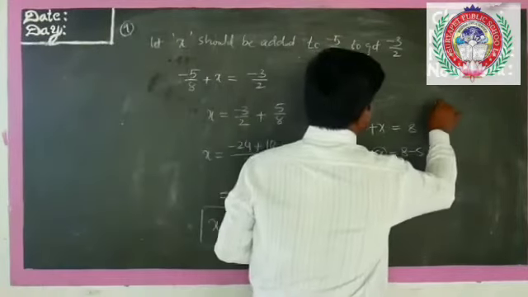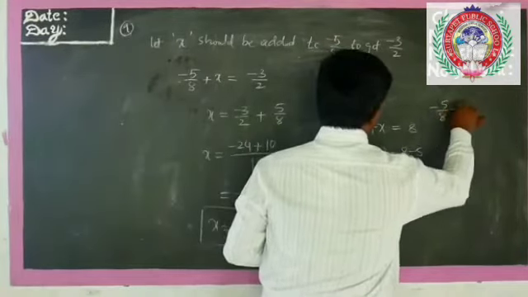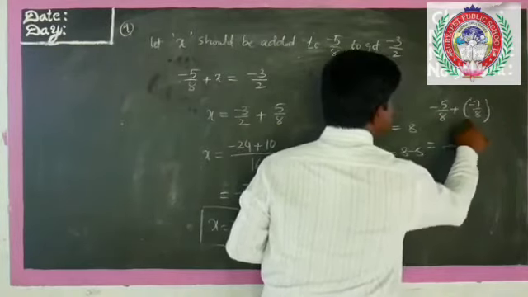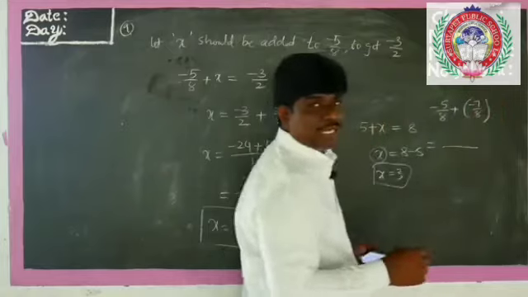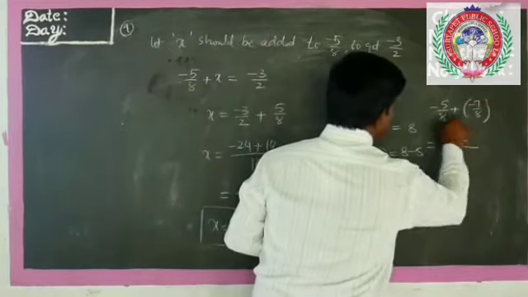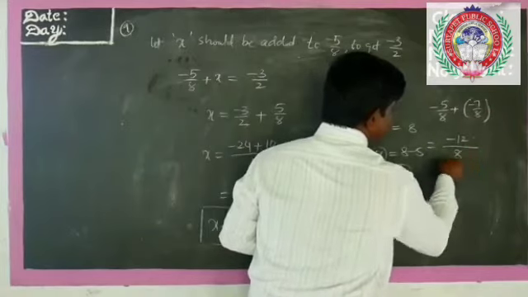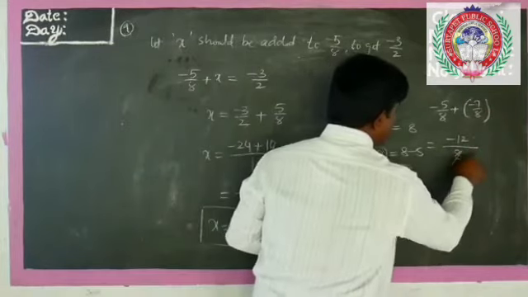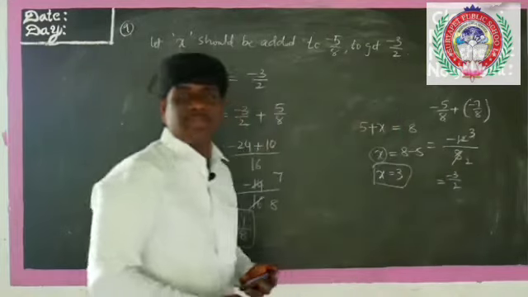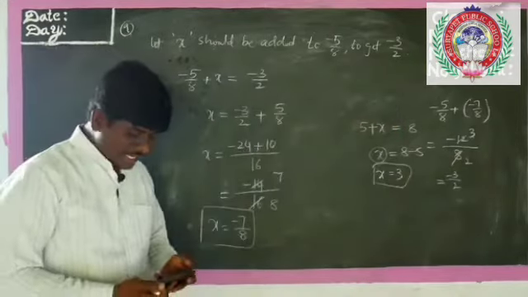Let us verify our answer, children. Minus 5 by 8 plus minus 7 by 8. Let us add. Denominators are the same, so we can directly add the numerators. Minus 5 plus minus 7 is minus 12, divided by 8. So we can cancel these two with the 4 table. 4 2s are 8, 4 3s are 12. So the sum is minus 3 by 2. Our answer is correct.